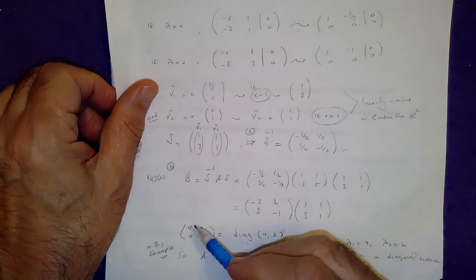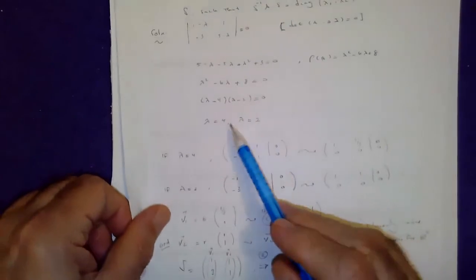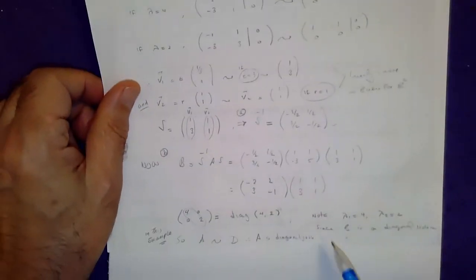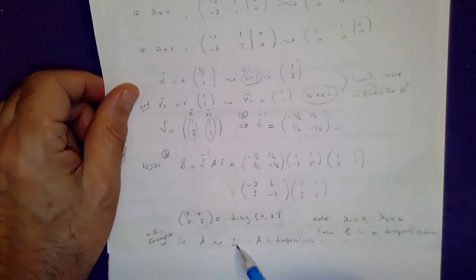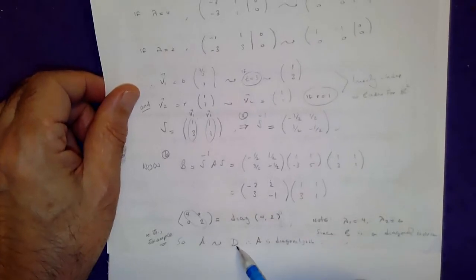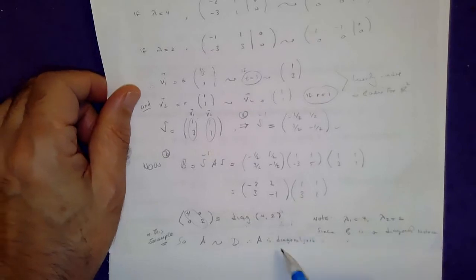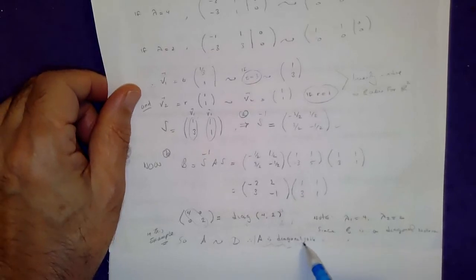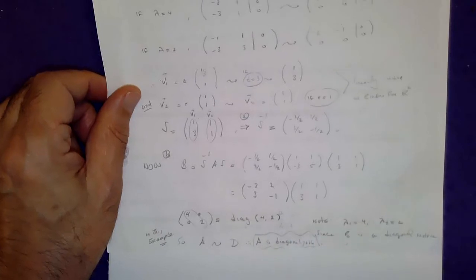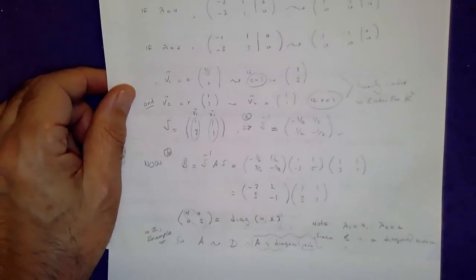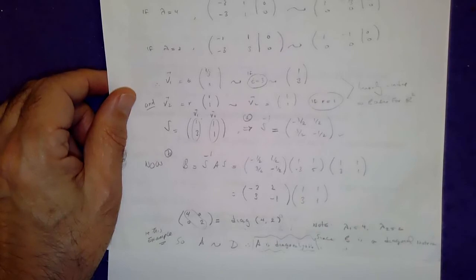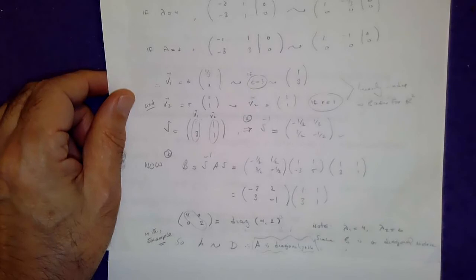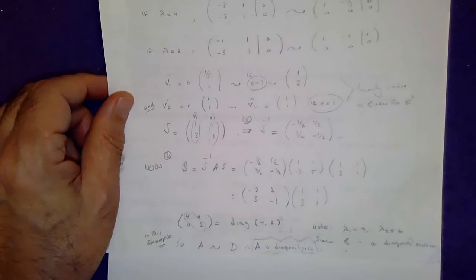But the beauty of it is the main diagonal elements happen to be the eigenvalues of the original matrix. Do you see it? The conclusion of the problem is that A is similar to the diagonal matrix. So therefore we say A is diagonalizable. A matrix is said to be diagonalizable if it is similar to a diagonal matrix whose main diagonal elements happen to be the eigenvalues of the matrix A.